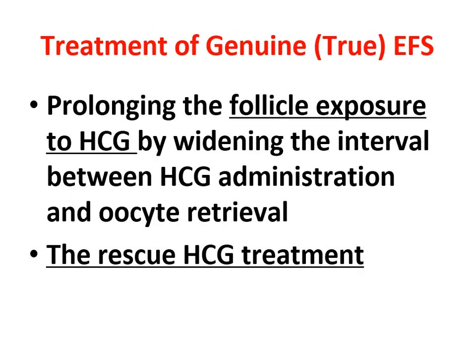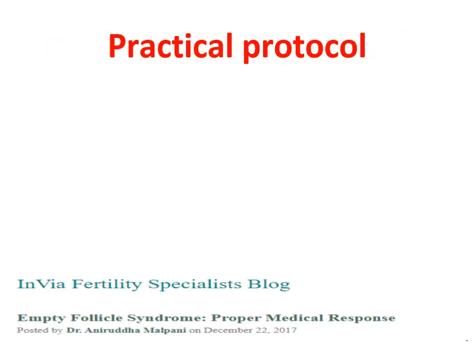In cases of true empty follicle syndrome, with proper induction, proper downregulation, proper triggering, and proper selection of cases, the treatment of such cases is to prolong the follicle exposure to HCG, to widen the interval between HCG and oocyte retrieval, to allow looseness of the cell-to-cell junction of the granulosa cells and the cumulus oocyte complex, or to use the rescue HCG treatment.